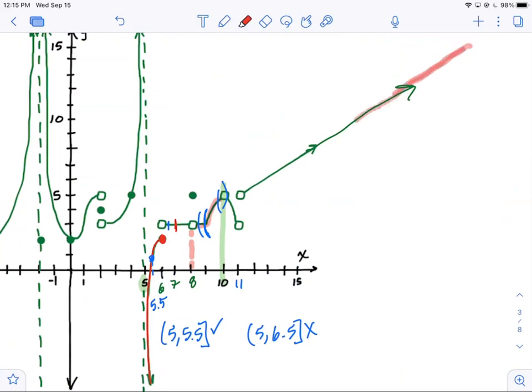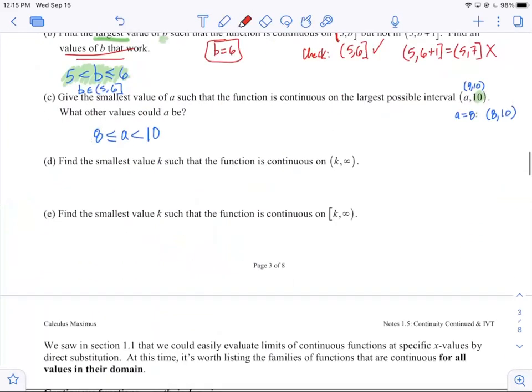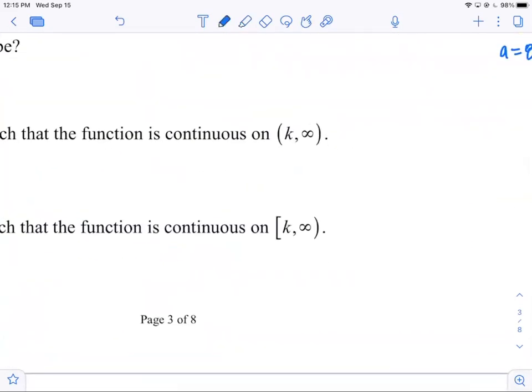I'll start over here around 20. I don't want to go all the way to infinity, just come back, silly. And then I start working back, and it looks like I hit a discontinuity right there at 11. So to make the largest interval, I guess k would equal 11, right? That makes it the largest, because this would be continuous from 11 to infinity. So that would give us the largest interval.